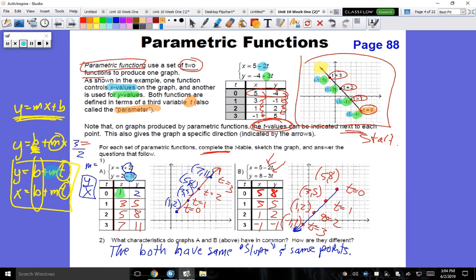What's different? They're different directions. They have the same slope, but they're going different directions, right? So, different directions. And different times of position, right? At different times, they're at a point. Okay, let's move on.